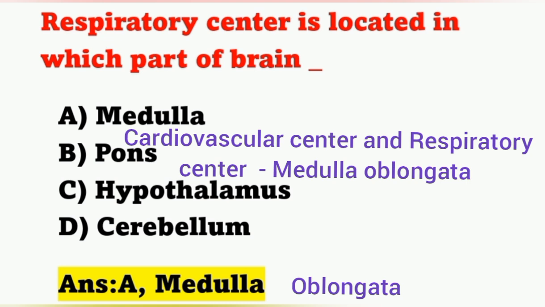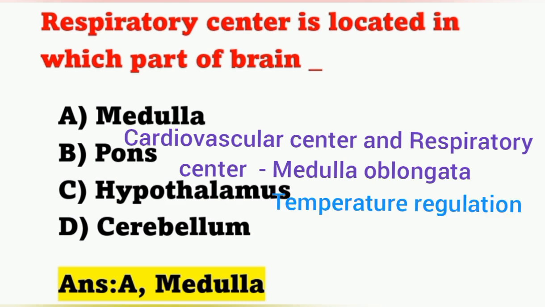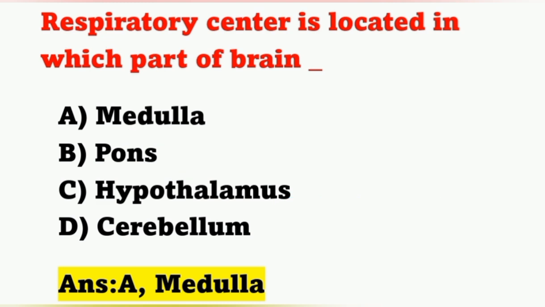Both the cardiovascular and respiratory centers are in the medulla oblongata. Here the question is about the respiratory center, but if the question were about the cardiovascular center, that is also the medulla oblongata. Option C, hypothalamus, is the temperature regulatory center. Last option, cerebellum, controls muscle tone and posture.